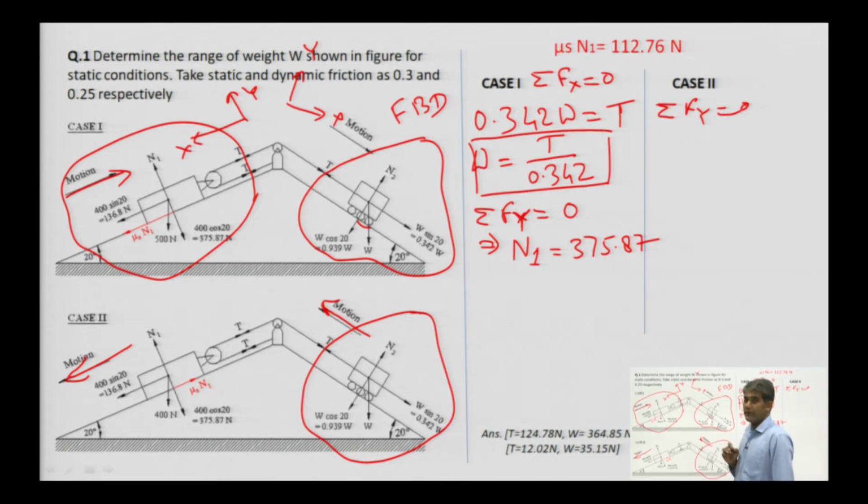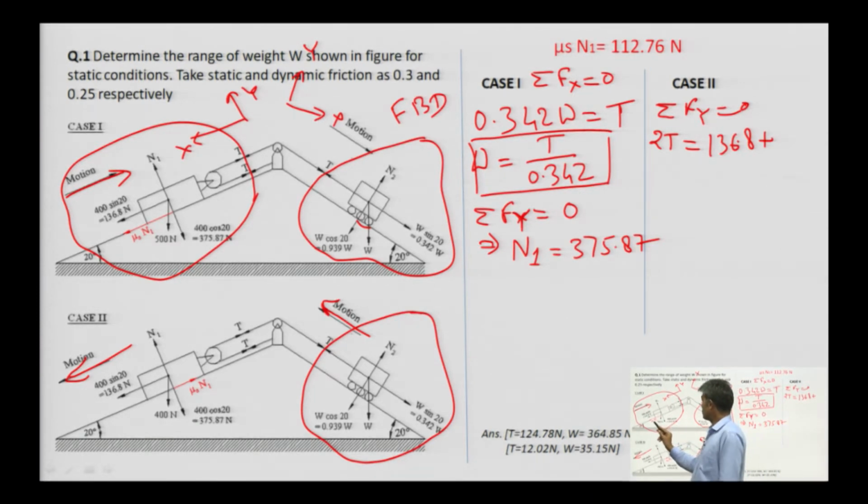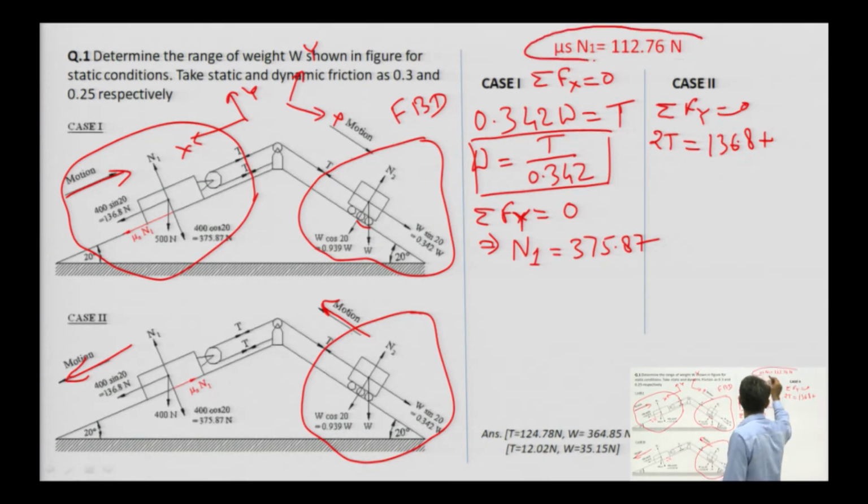By applying this equilibrium equation, what will we get? We will get T plus T, which means 2T, equal to this force and this force added, that is 136.8 plus mu s into N1. Mu s into N1 is written over here. Mu s we have taken, the coefficient of static friction, as 0.3, and the value of N1 is 375.87.